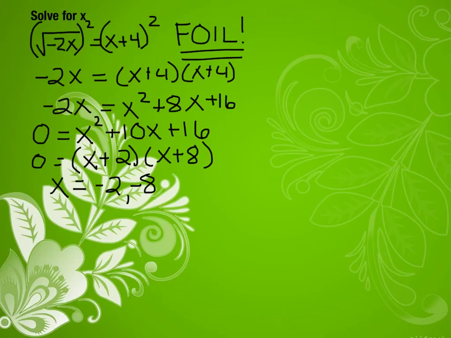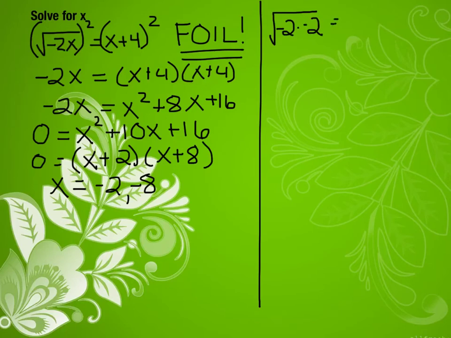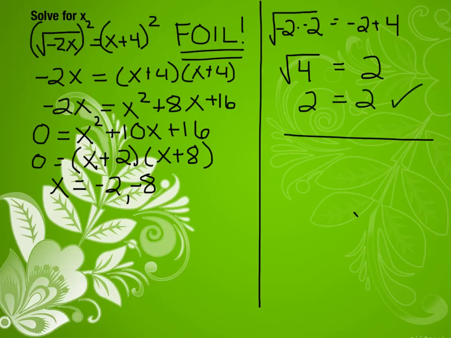So I have two answers, but I need to check them. So I'm going to come over here now, and I'm going to say the square root of negative 2 times negative 2 equals negative 2 plus 4. That was the original problem. So what we have here is the square root of positive 4 equals, and then negative 2 plus 4 is 2, and the square root of 4 is 2, so 2 equals 2. That works. That's awesome.